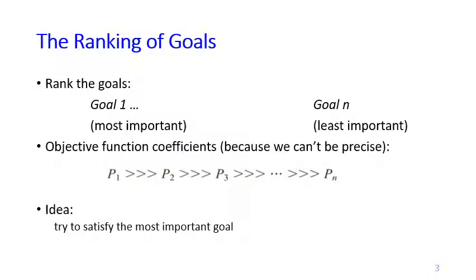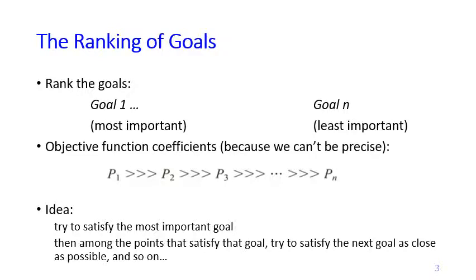And then here, because we don't really have the penalty numbers, the idea is that first we try to satisfy the most important goal, which is goal 1. And then among all solutions that satisfy that goal, next we are going to try to satisfy the next goal as close as possible and so on. So we keep descending from goal 1, trying to satisfy goal 1 as best we can. And then using those solutions, we try to satisfy goal 2, and then using those solutions, again, we try to satisfy goal 3 and so on.